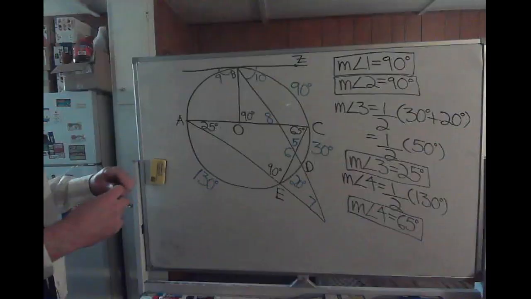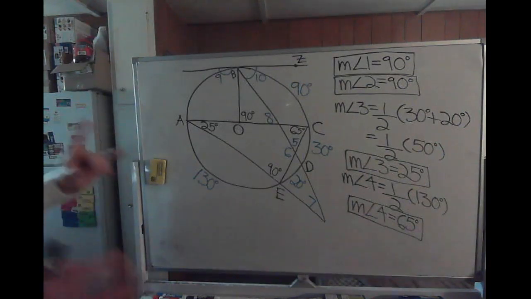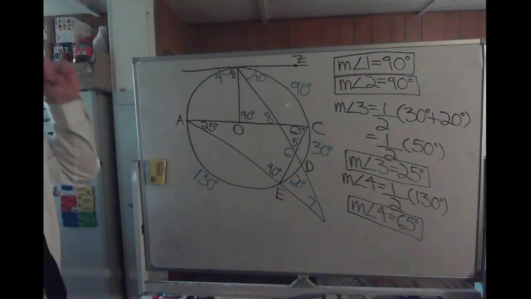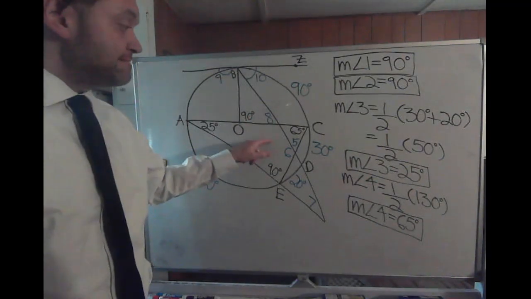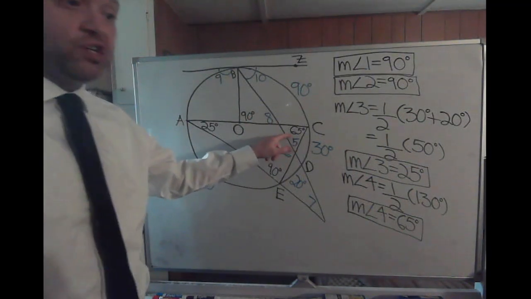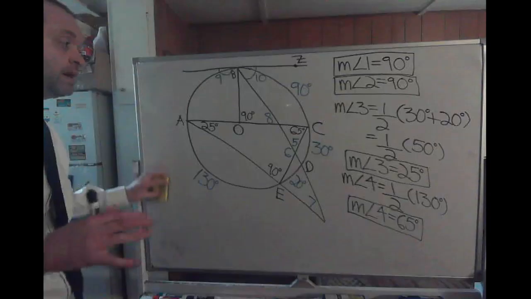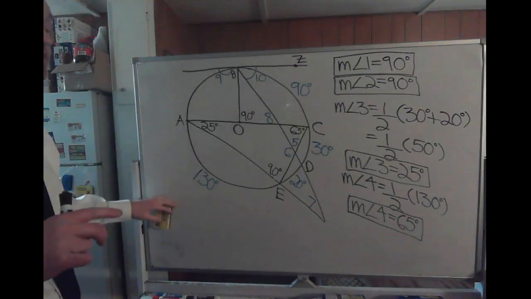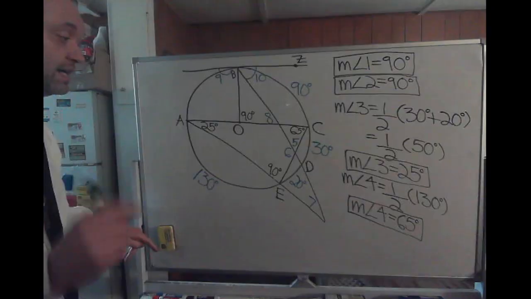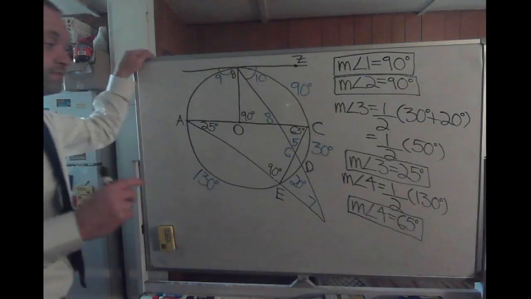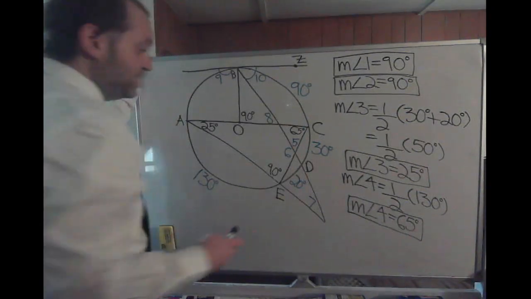All right, let's look at angle 5. This is an angle formed by the intersection of two chords. What do we know about an angle formed by the intersection of two chords? It's equal to half the sum of the two arcs it intercepts.